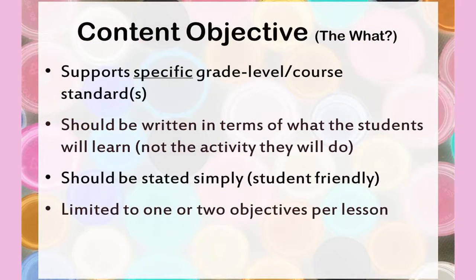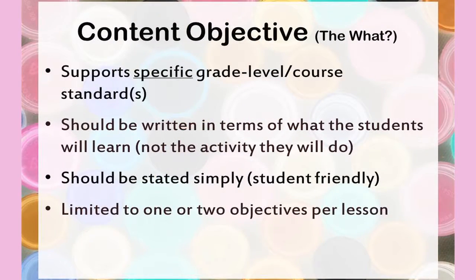A couple more facts about content objectives. They support the grade level standard that you're getting ready to teach in your lesson. So it's always important that we begin with our standards. They should be written in terms of what we expect the students to learn, not necessarily the activity that they're doing. And this was a bit of a change for me. So I won't want to say we're getting ready to do a word sort, which might be how we're going to actually process the information. Rather, it will be focused on the standard. Perhaps we are learning how to sort different vowel sounds in words.